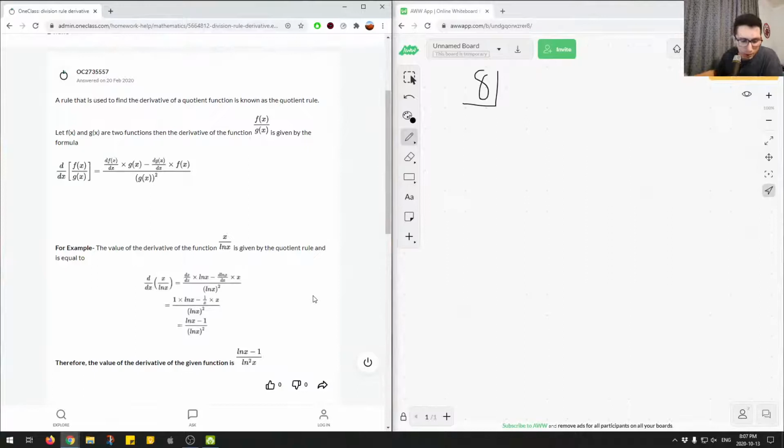Okay, so question number 8 over here is using the quotient rule. So we'll leave this question actually for the next session.